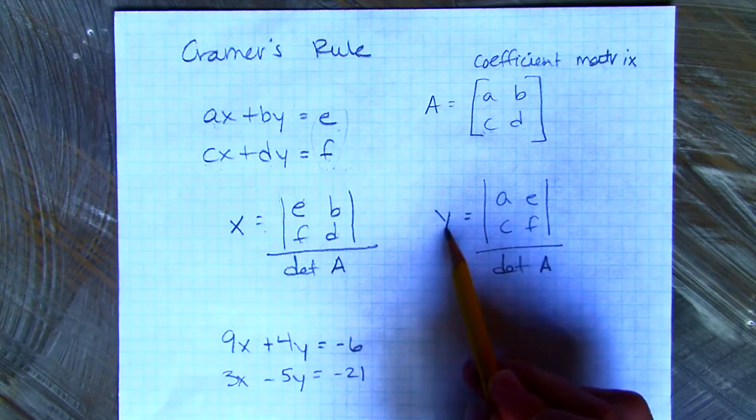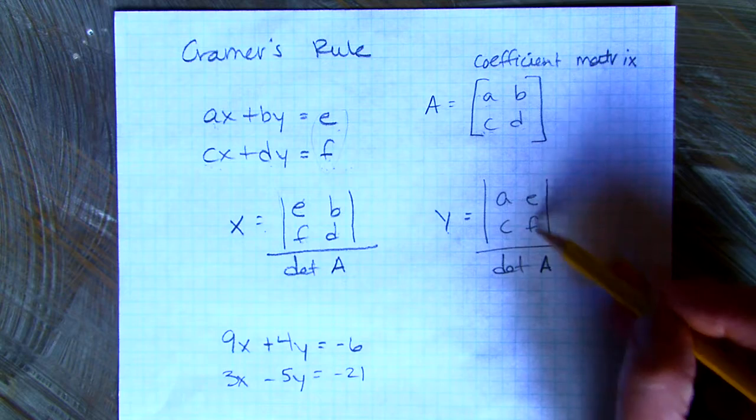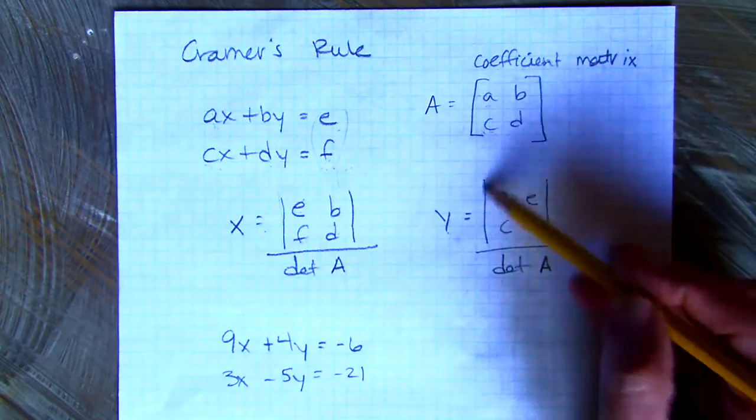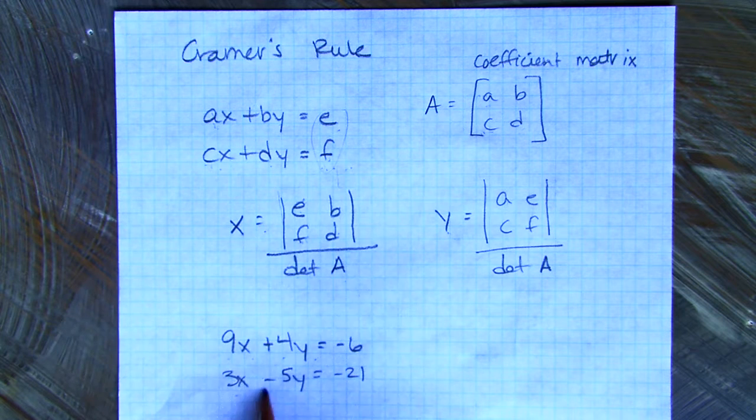If I want to find the y, I leave the x coefficients alone and replace the y coefficients with the constants, find the determinant of that, and put that over the determinant of a. So here's our system. 9x plus 4y equals negative 6, and 3x minus 5y equals negative 21.